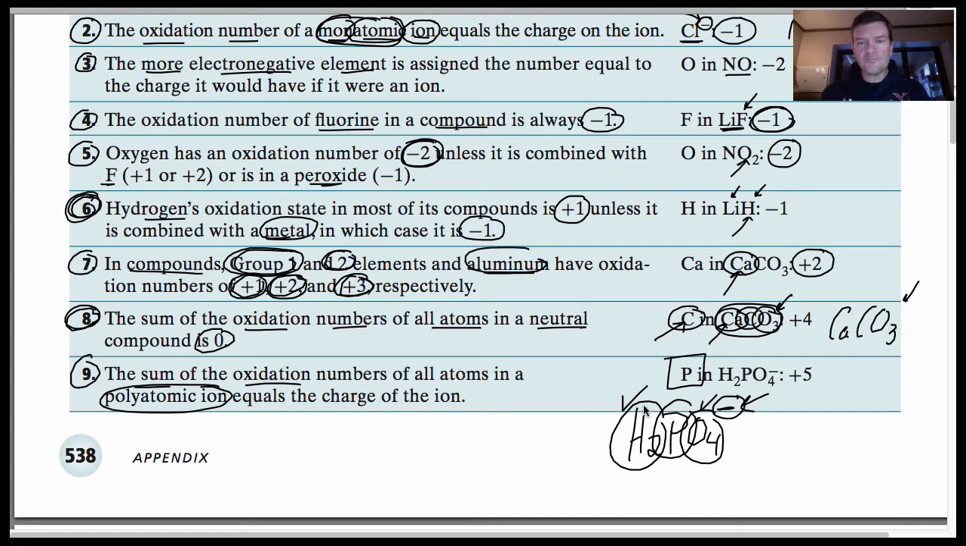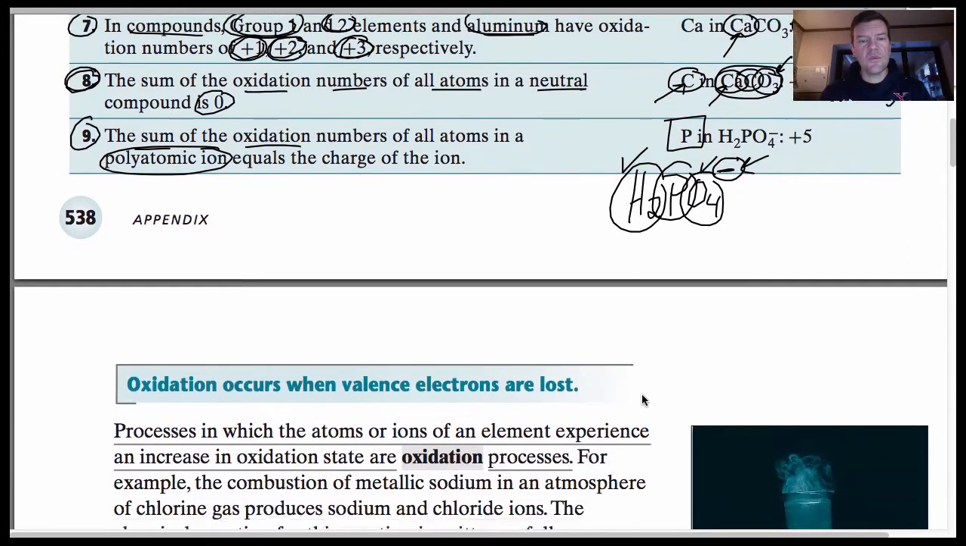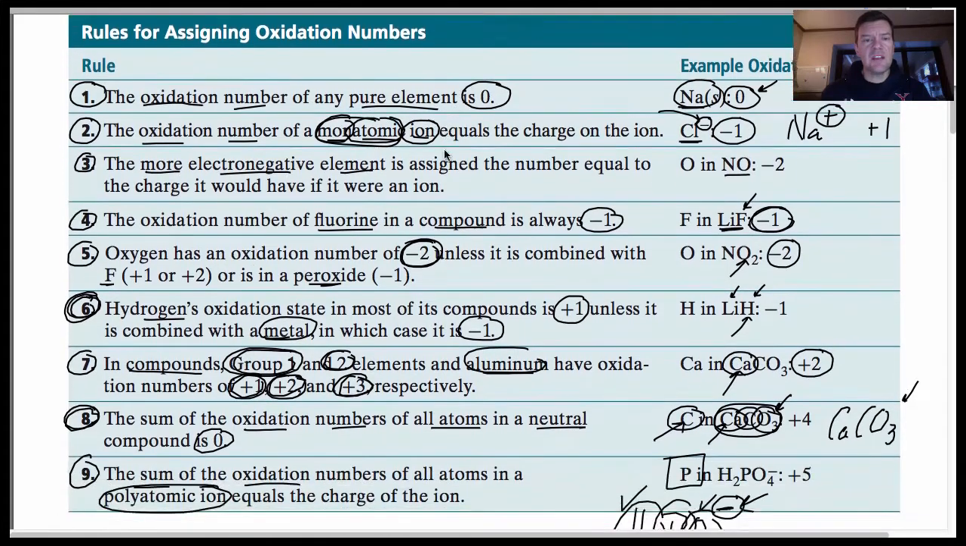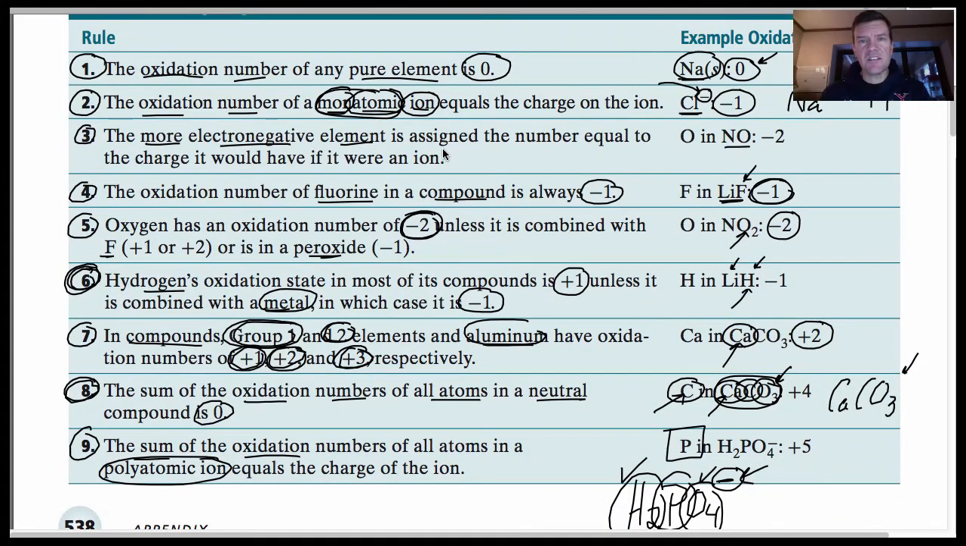Okay? All right, let me show you how this plays out. I'm going to give you a couple examples here, and I'll show you exactly how we can find the oxidation numbers. Again, the reason we're finding these oxidation numbers is to track electrons.